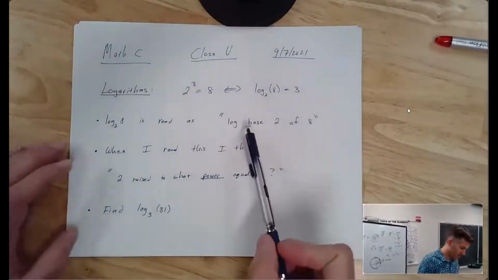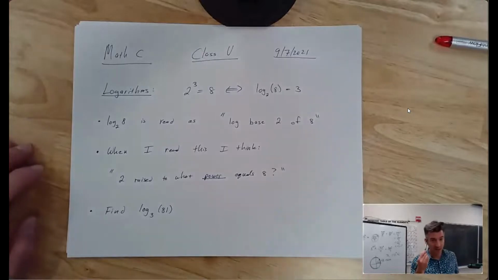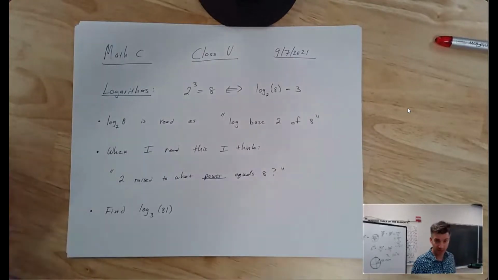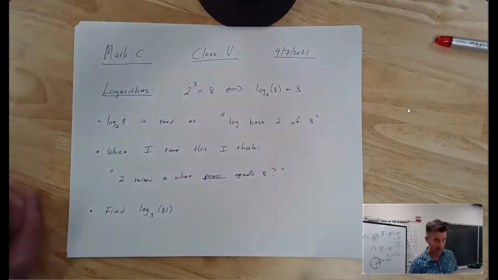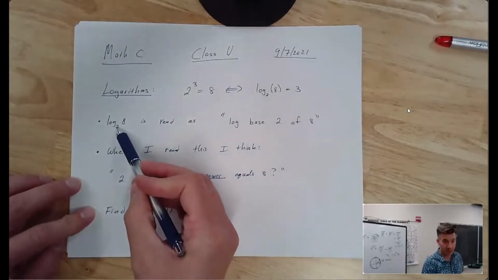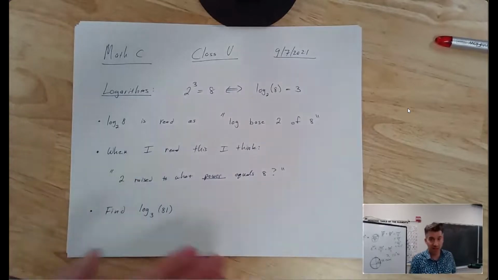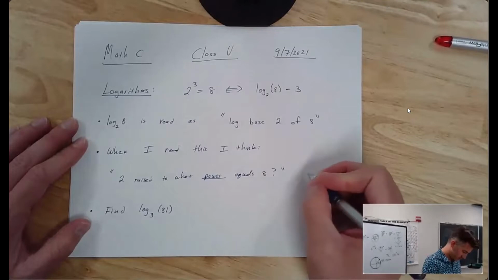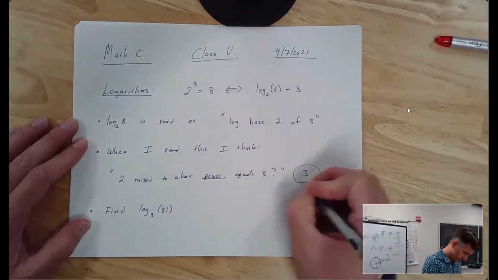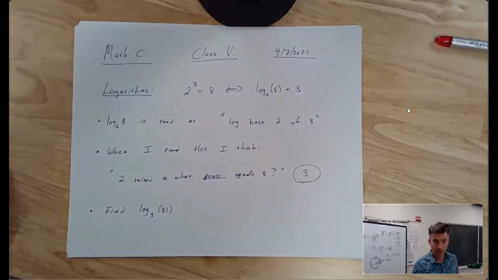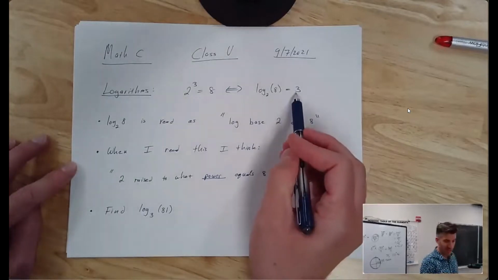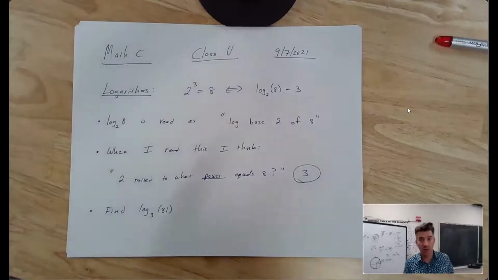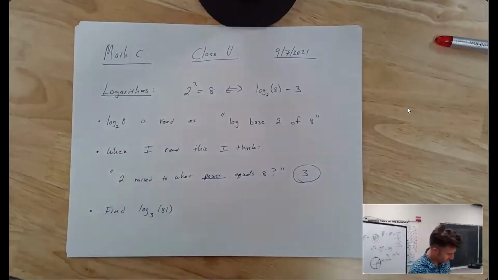So when we read log base 2 of 8, what I think is 2 to what power is equal to 8? I go from 2 to 8. How do I get there? Well, I know that the answer is 3. 2 to the third power equals 8. So log base 2 of 8 equals 3 exactly because 2 to the third power equals 8. And that's very much how logarithms work.